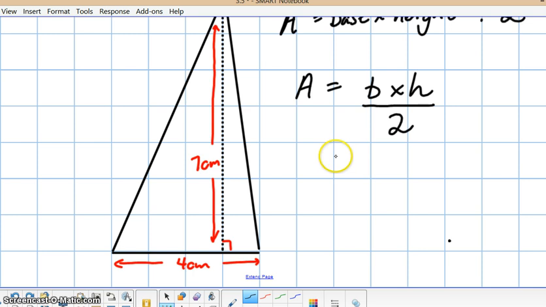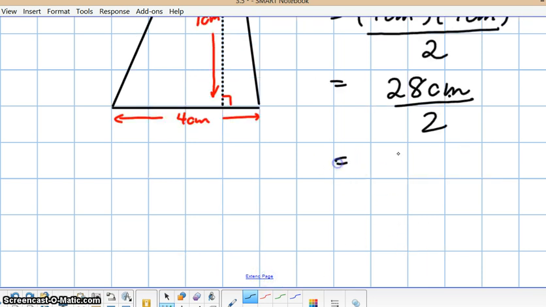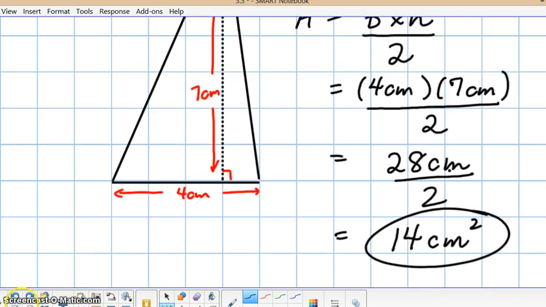Remember, with any substitution, you need to show your substitution in brackets. The base in this case is 4 centimeters. The height in this case is 7 centimeters. And we're going to divide that by 2. Now, the answer to 4 times 7 is 28 centimeters divided by 2. Then our final answer is 14 centimeters squared. We circle our final answer.